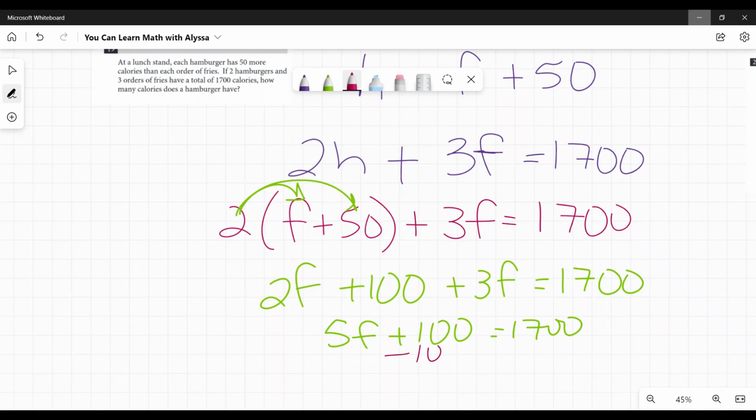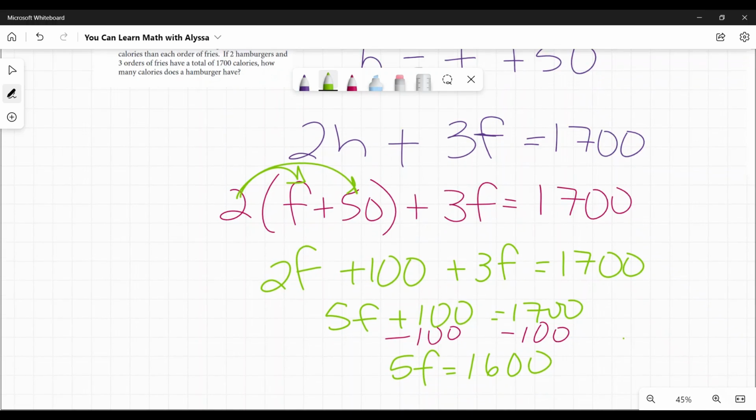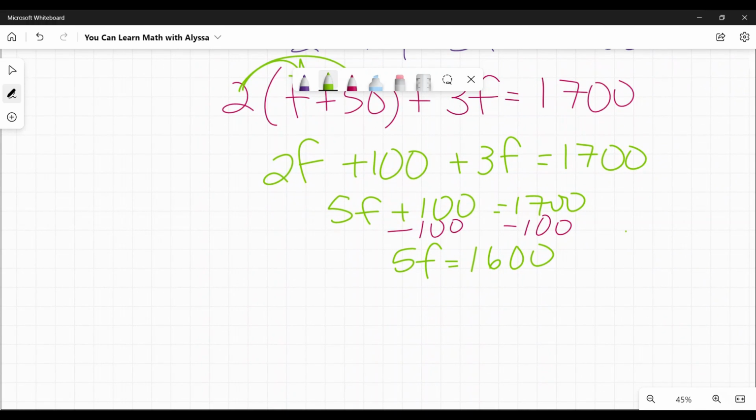Then I'm going to subtract 100 from both sides, and I get 5f equals 1,600. I'm going to slide it up a little bit because I'm running out of room. All right, so I need to divide both sides by 5 to get rid of that 5. So f is equal to 320. So an order of fries has 320 calories.